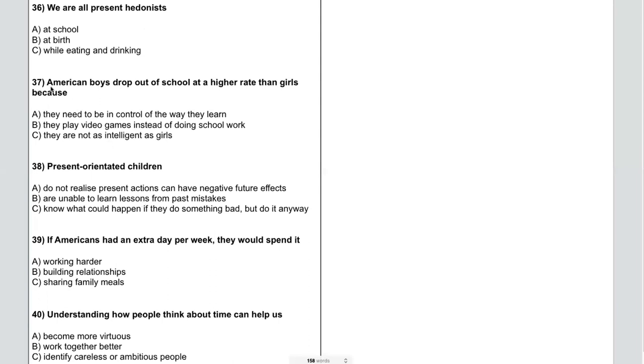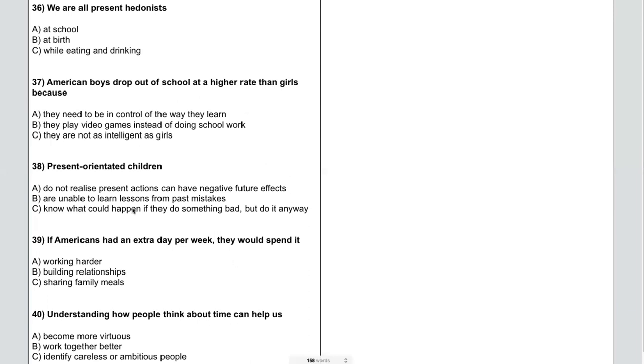Number 37, American boys drop out of school at a higher rate than girls because. Number 38, present-orientated children. Number 39, if Americans had an extra day per week, they would spend it. And number 40, understanding how people think about time can help us.